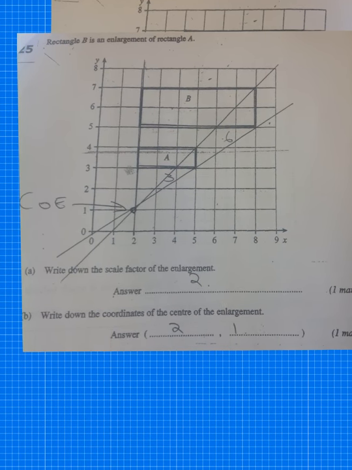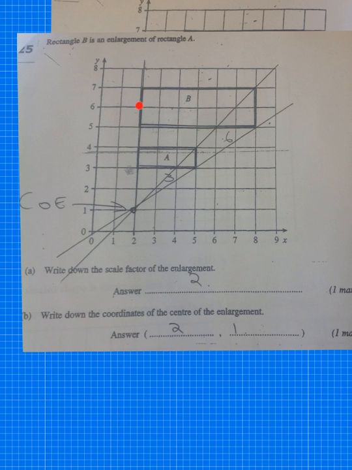Okay, so we know if we count across here, we can see that's 3 squares across and that's 6. So clearly it's a scale factor of 2. Now, the centre of enlargement, as we know, we need to join up the points. So join this point to this point, straight line. Join this point to this point, straight line up and down. Join this point to this point, straight line up and down. And this point to this point, straight up and down.